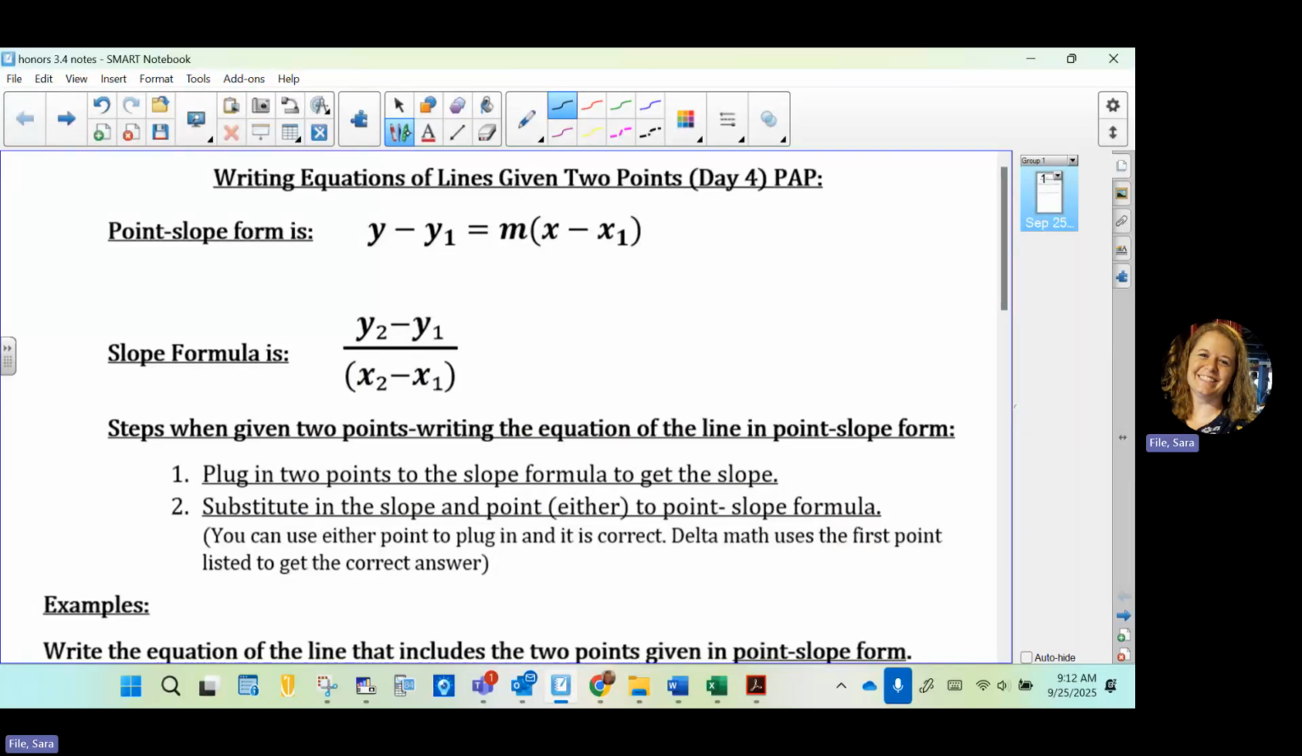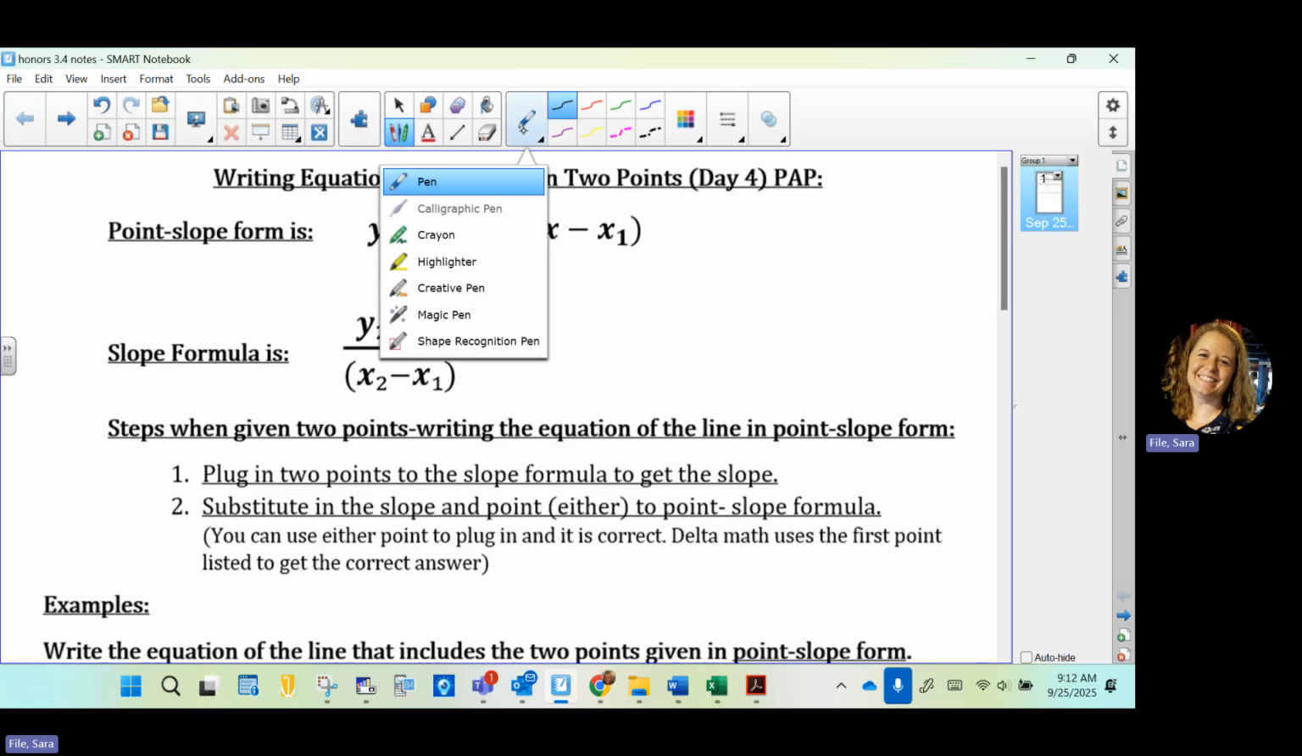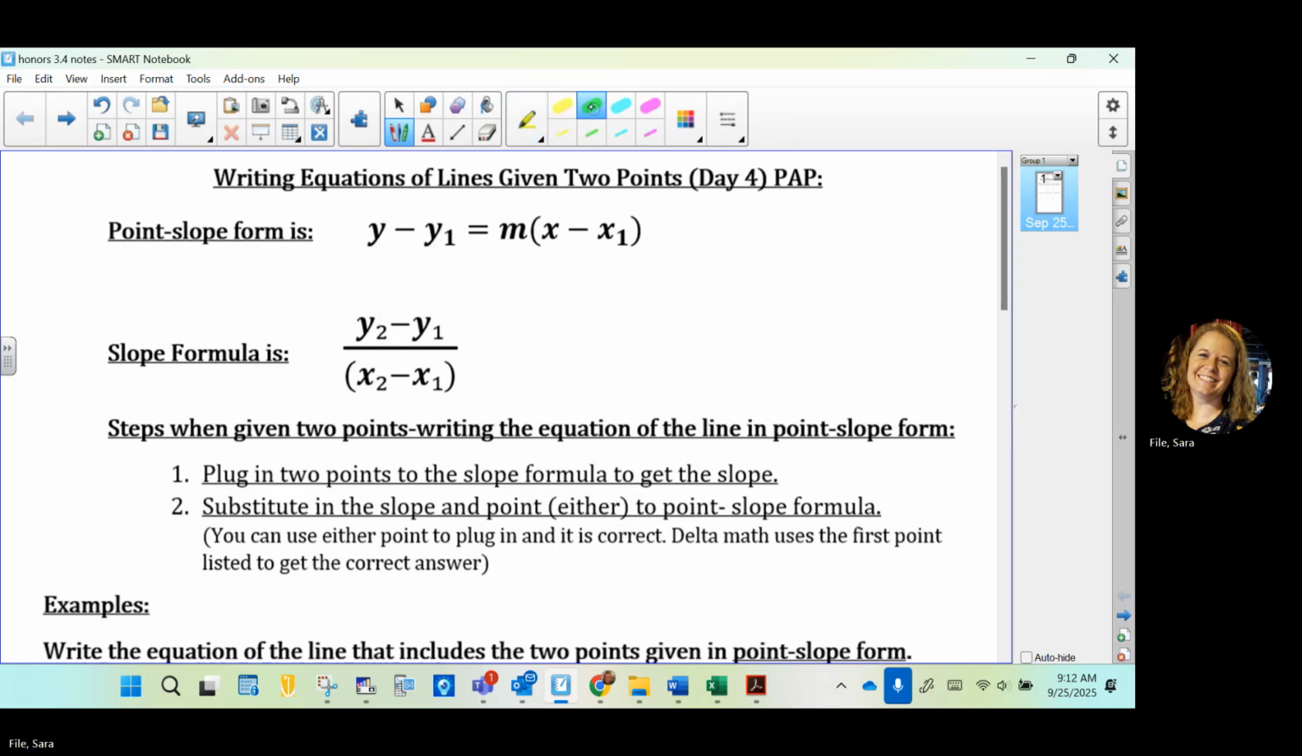We're looking at writing equations given 2 points. So we need to recall that point slope form of an equation is this: y minus y1 equals m times x minus x1, where m is the what? The slope. Okay, now if you don't know the slope, you're going to use slope formula to find it.